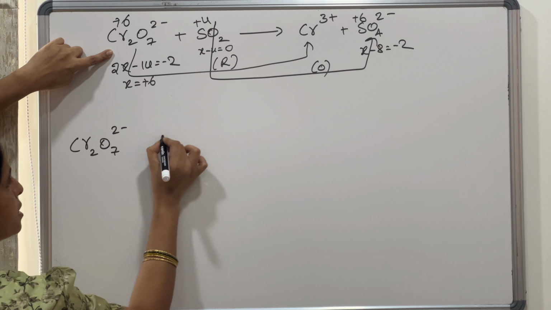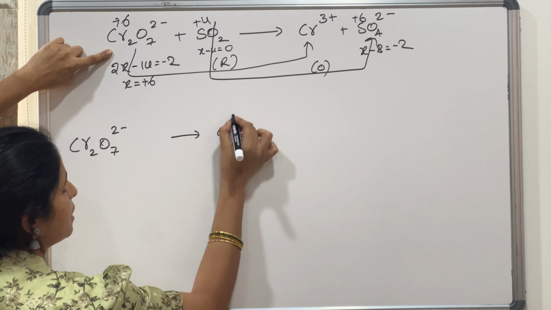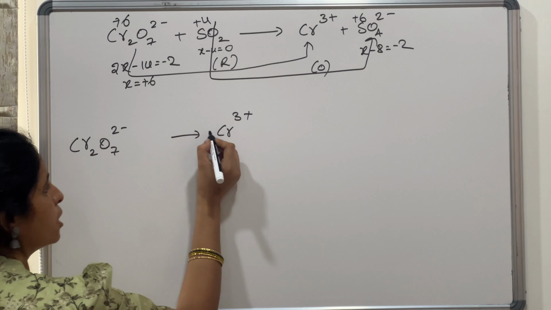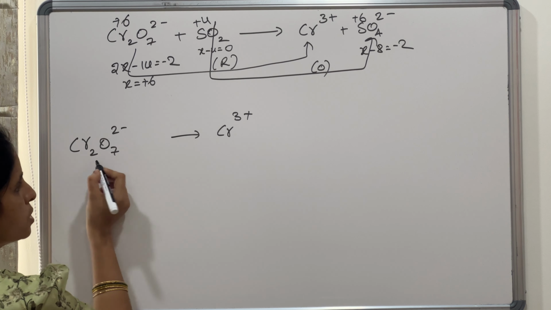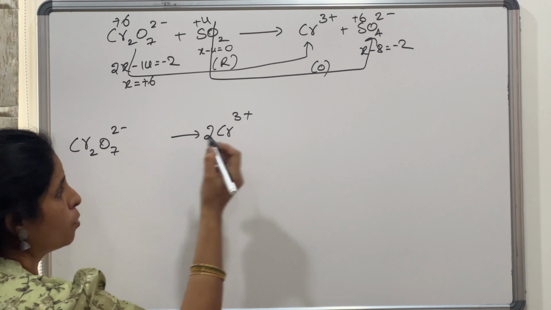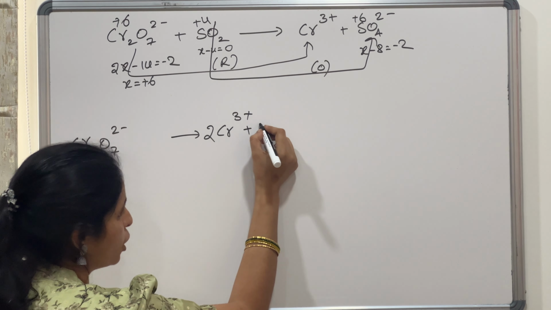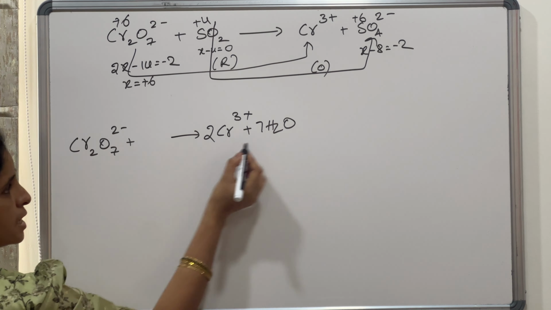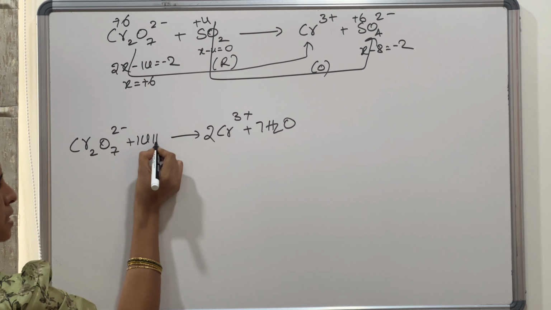Cr2O7 2 minus gives 2 Cr3 plus. So how many chromium? 2. So here 2 Cr. So 7 oxygens this side. To balance the 7 oxygens, you write 7 H2O this side. To balance the hydrogen, 7 2s are 14 H plus this side.